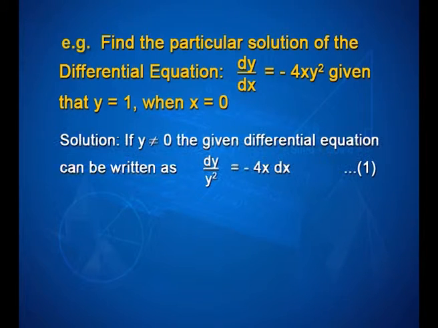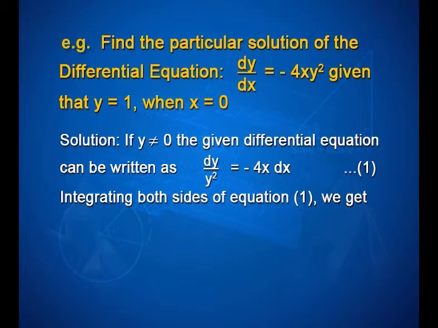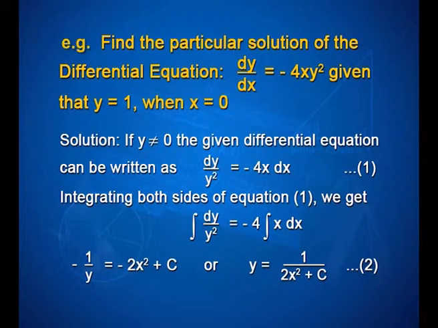For the solution, if y is not equal to 0, the given differential equation can be written as dy upon y square is equal to minus 4x dx. Take this as equation number 1. Integrating both sides of equation 1, we get integral dy upon y square is equal to minus 4 into integral x dx. This gives minus 1 upon y is equal to minus 2x square plus c, or y is equal to 1 upon 2x square plus c. Take this as equation number 2.